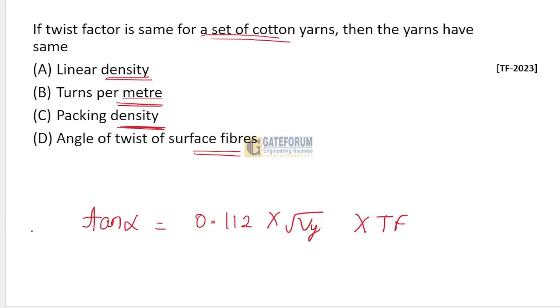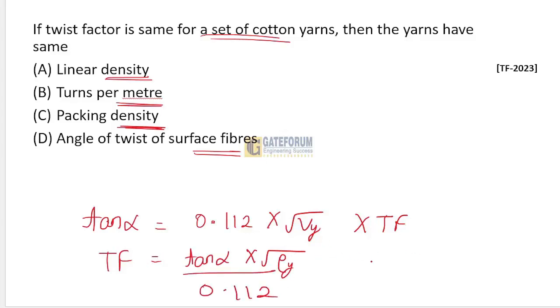So if I talk about this, then you know that Tf is equal to tan alpha into under root of rho y upon 0.112, since Vy is equal to 1 upon rho y. Then if the twist factor is same, then the angle of the twist of the surface fibers and the packing density would also be same. It says that if the twist factor is same, then this angle and the packing density of the yarns is also same.